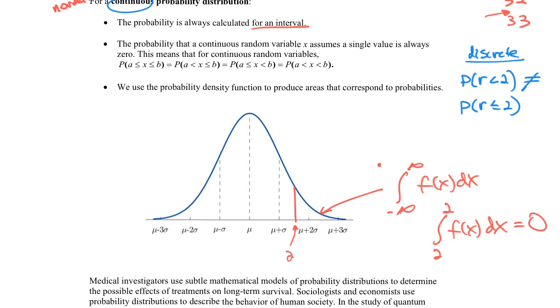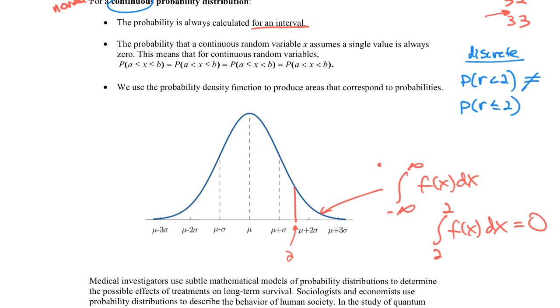So because of that, adding a point, like if x is greater than or equal to a, or x is just greater than a, adding this point a does nothing. The area under any individual point is 0. Okay, so that's why for a continuous probability distribution, these are all the same. Not true for discrete, but for continuous it is.